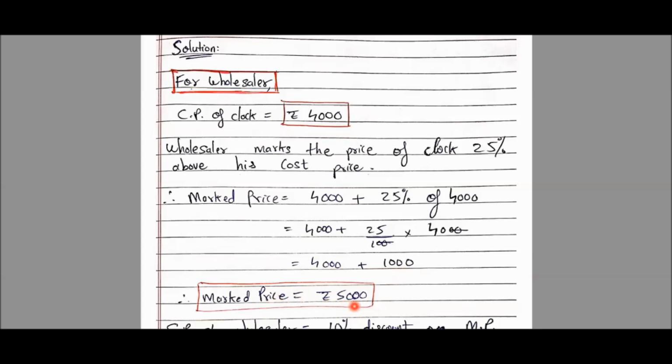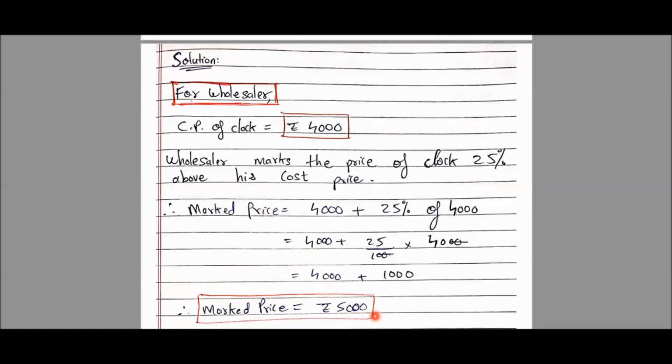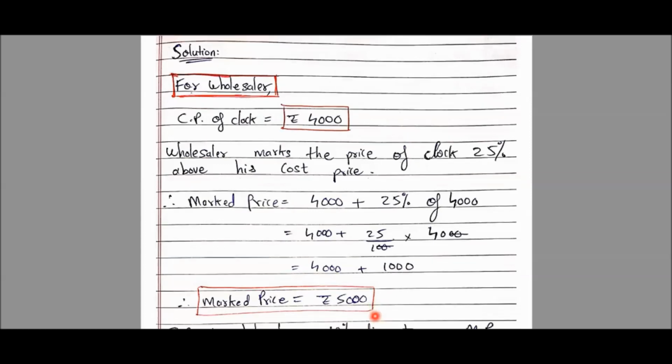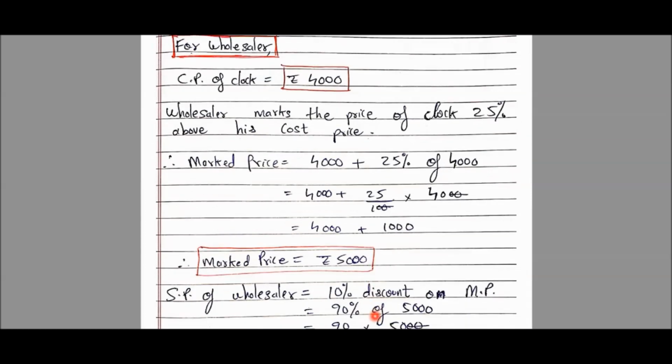And students, here is our first answer, the answer of our first sub question. The marked price is rupees 5,000. But as we know, further in the question, they have asked us something about the GST of the wholesaler. So to find the GST paid by the wholesaler to the government, we need to find the profit earned by the wholesaler. So students, let's continue with our wholesaler part first.